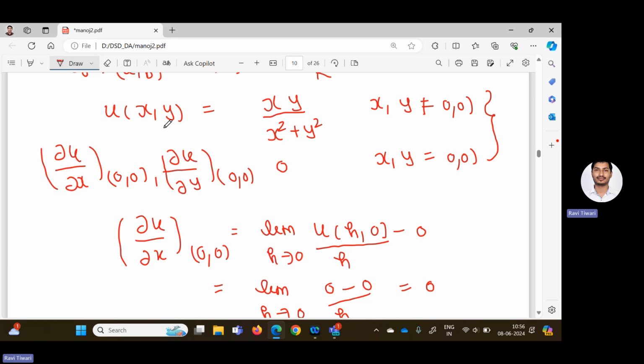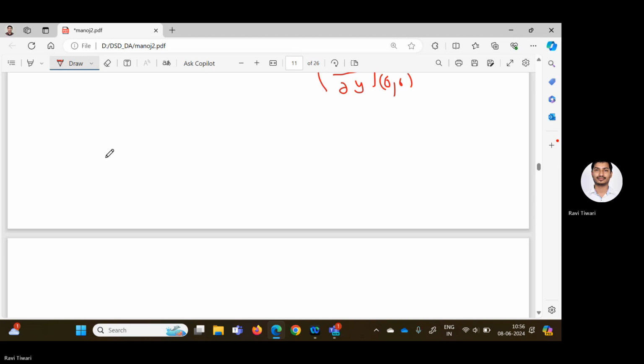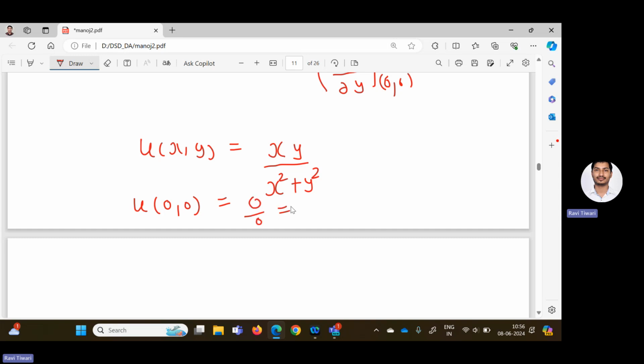If I am asking what the value of u at 0 0 is, let me write one more time our first function, u of x y, which was x y by x square plus y square. What is the value of u at 0 0? You will get 0 by 0, which is undefined. Because of that, if you have a rational function f by g, where both f and g are not defined at 0 comma 0, then we have to apply the basic definition of partial derivative.